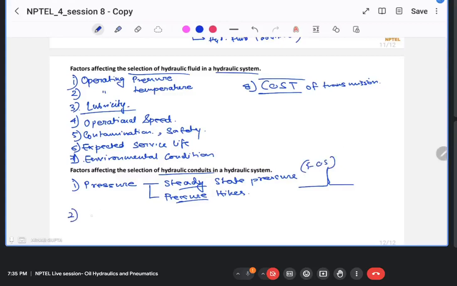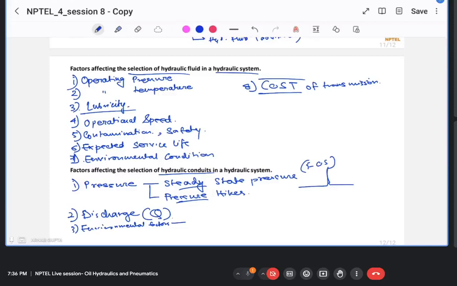Next is your flow rate or discharge. How much fluid flow are you accounting for a particular application? That is Q. Next, what are the environmental conditions? Environmental factors, I would say. Under this, many things come into the picture, like the temperature and the type of fluid you're using.